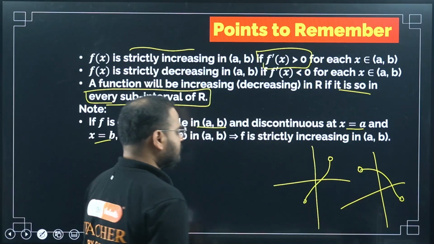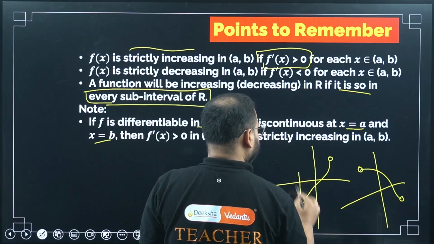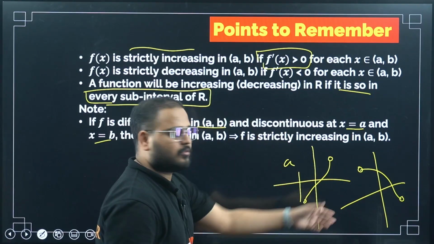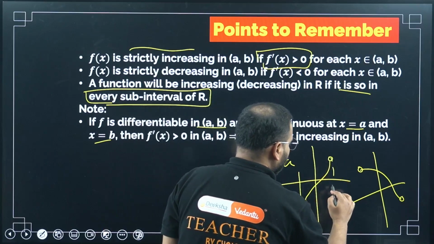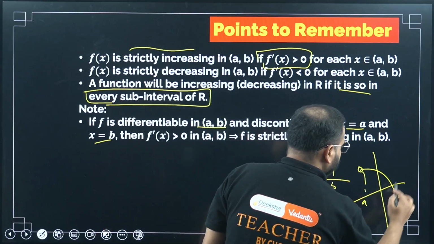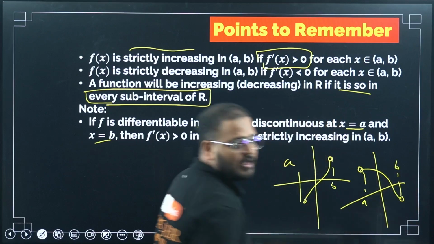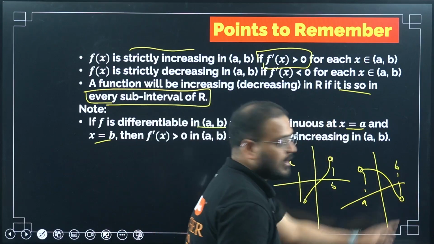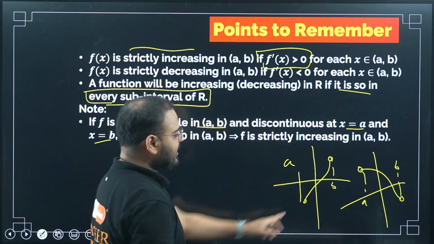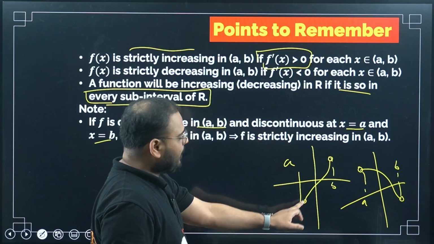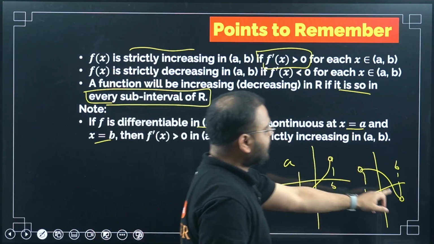Okay, this is my point A. Looks a little like a tirsha, a little inverted, but no problem. This is again my point A. This is my point B, right? AB, again AB. At A, there's a break in the function. You can see here at A, it's open. At B also it's open.